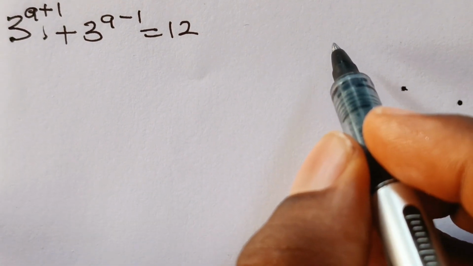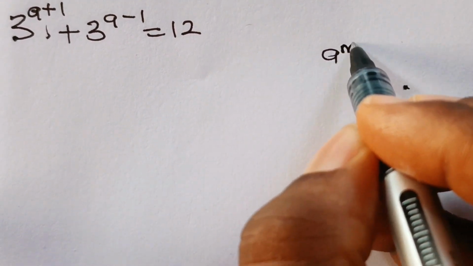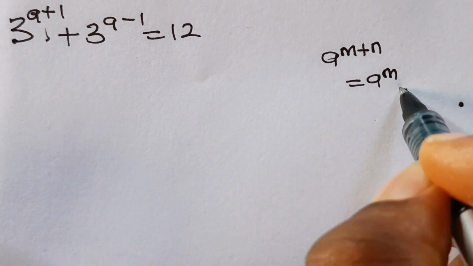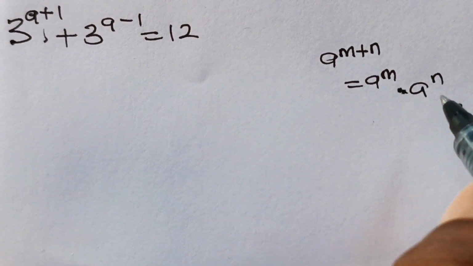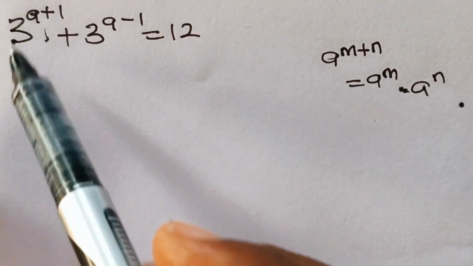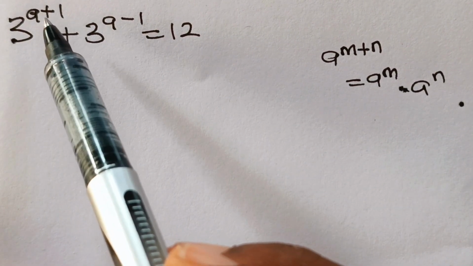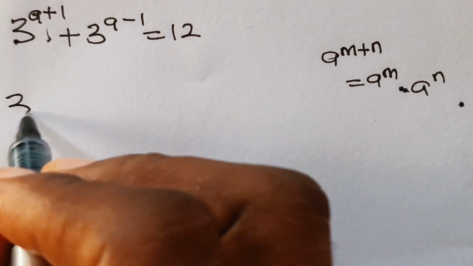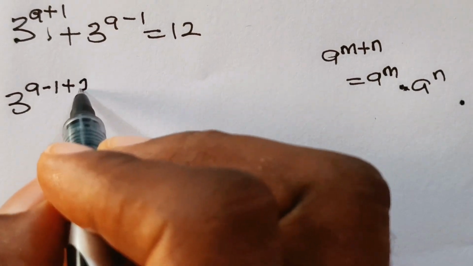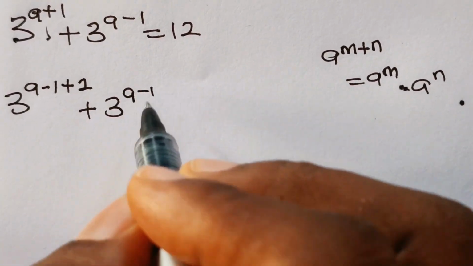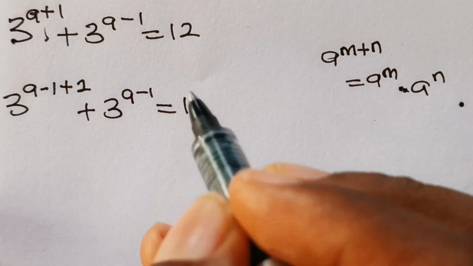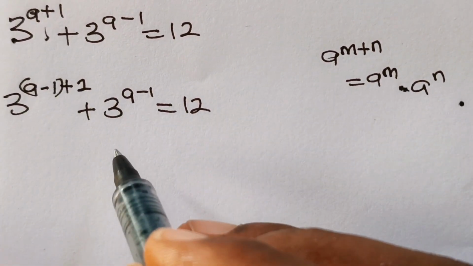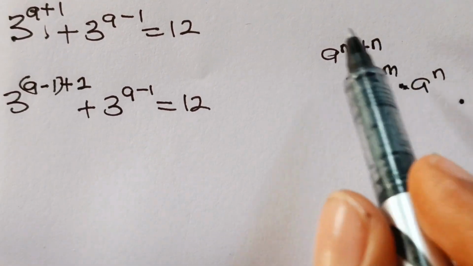Recall that the law of exponents says a to the power of m plus n is equal to a to the power of m multiplied by a to the power of n. Also recall that plus 1 can be written as 2 minus 1. So we can rewrite this as 3^(a−1+2) plus 3^(a−1) is equal to 12. You can see that we have 3a minus 1 here and 3a minus 1 here. But before that, let's apply this particular law.